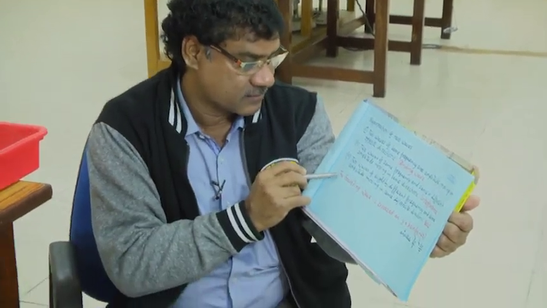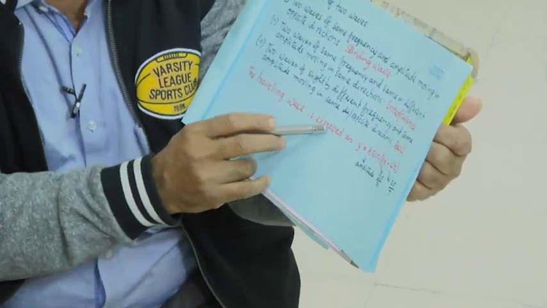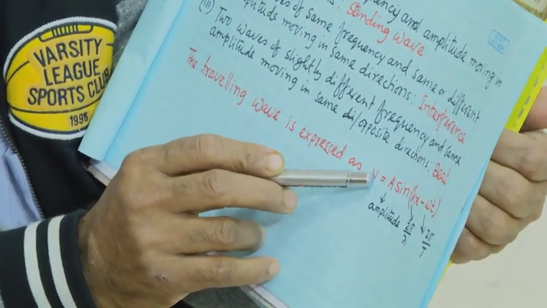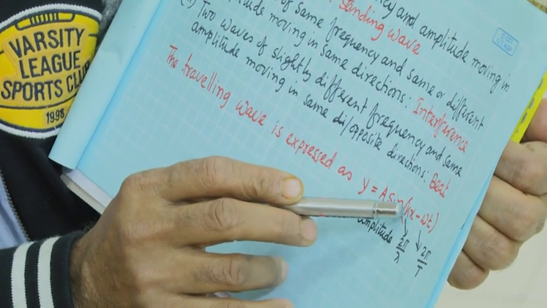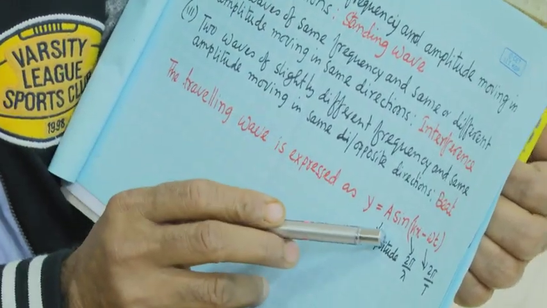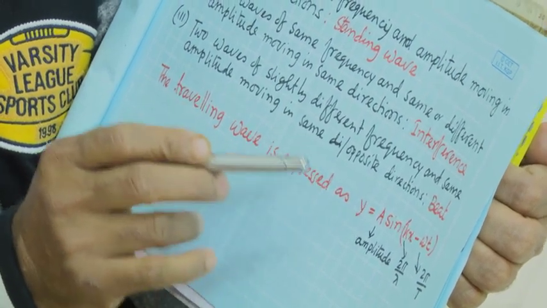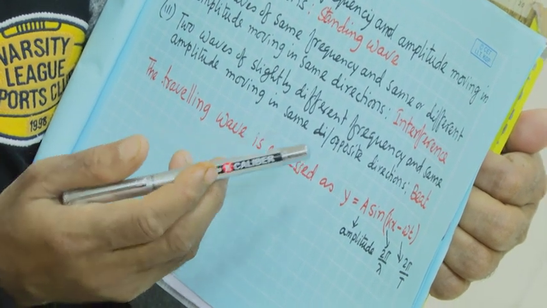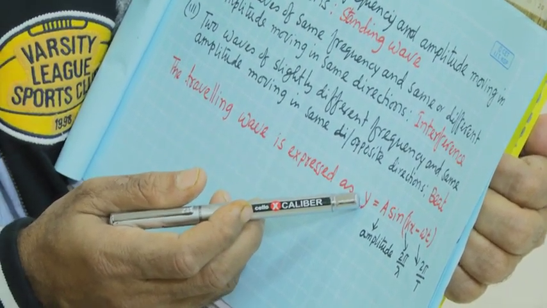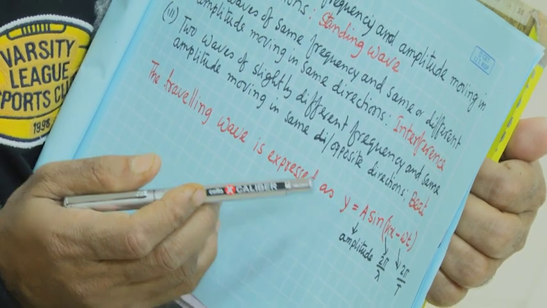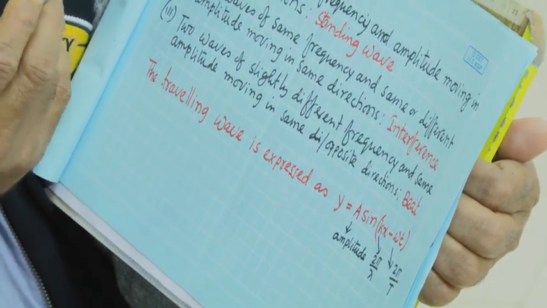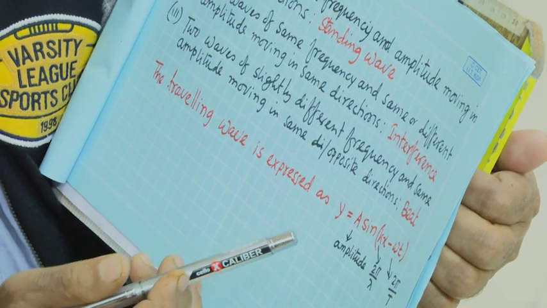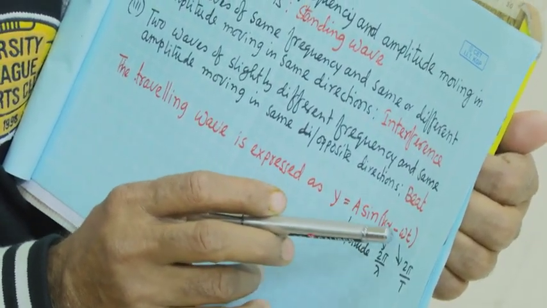So this traveling wave is expressed as y, which is the displacement, equal to A, the amplitude, times sin(kx − ωt). As I told you, this wave equation gives the displacement of an individual oscillator, which is a function of x and t. That is the wave equation basically. Okay. So y = A sin(kx − ωt).